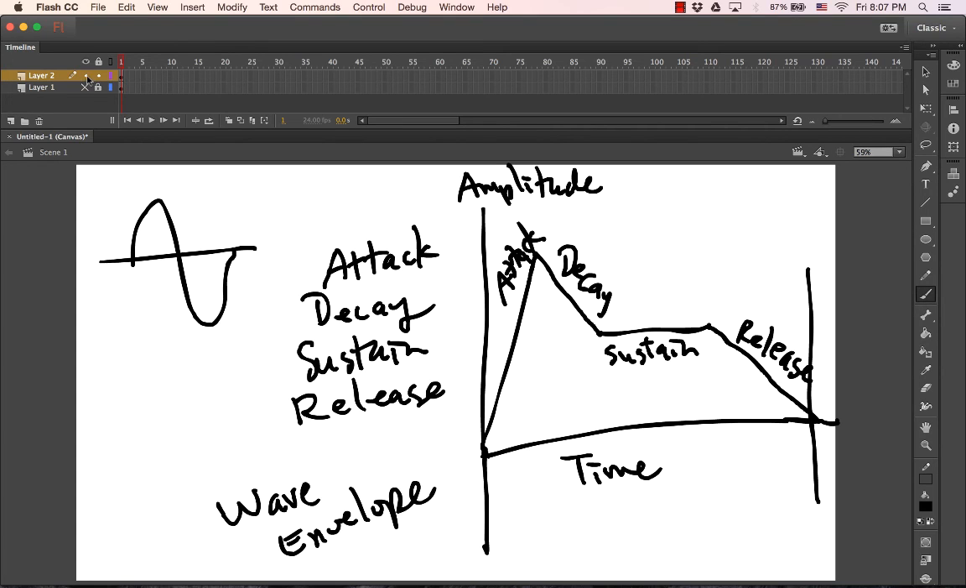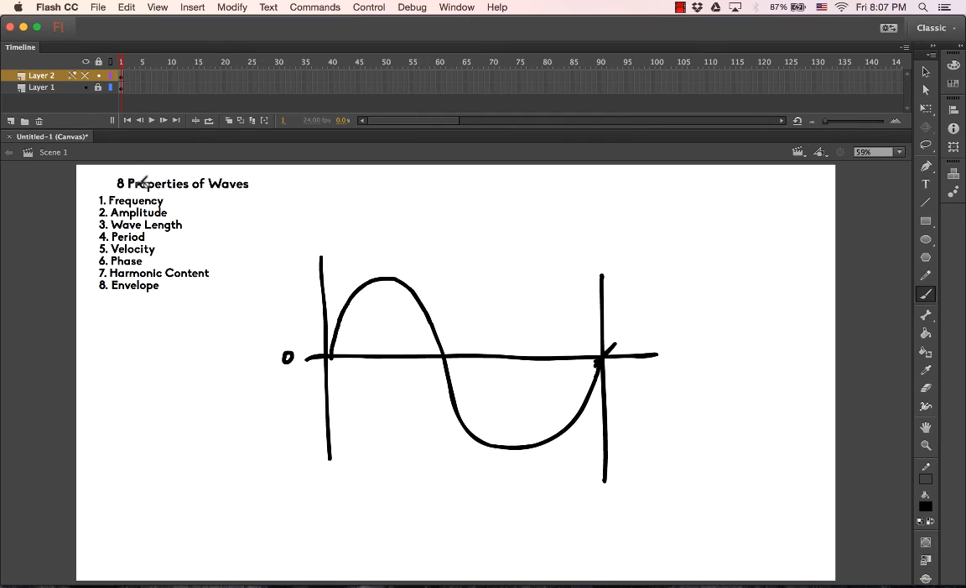All right, and there we have it, the 8 properties of waves. So we'll go into more detail about each of these in our next series of videos.